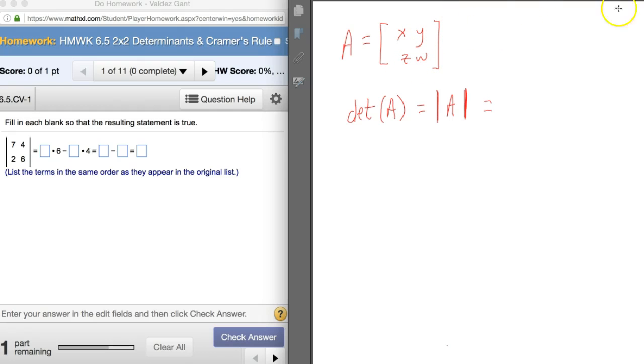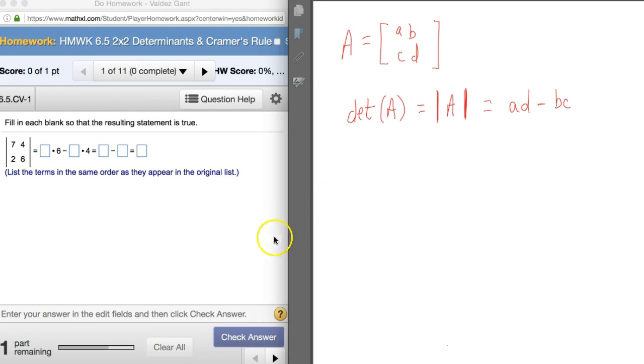I think I'm going to change these variables here to something a little bit more traditional. Normally when you see this in a textbook, they'll do it like this, where you just say it's A times D minus B times C. And so that's how we actually calculate the determinant of a 2x2 matrix.